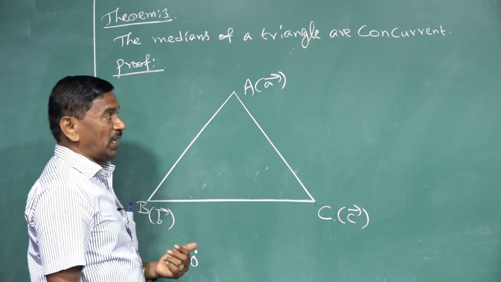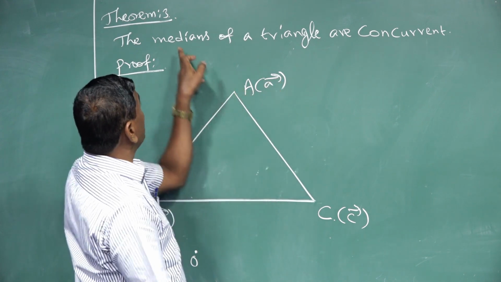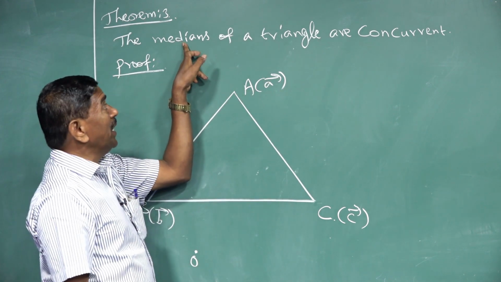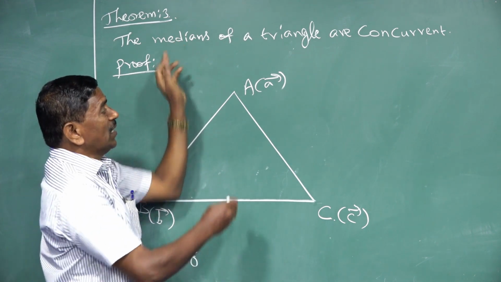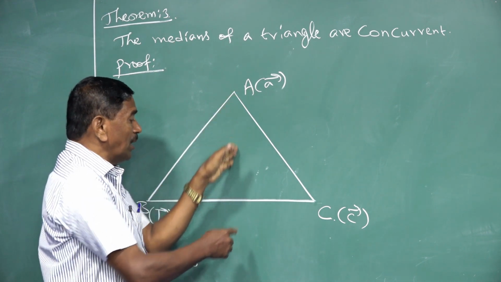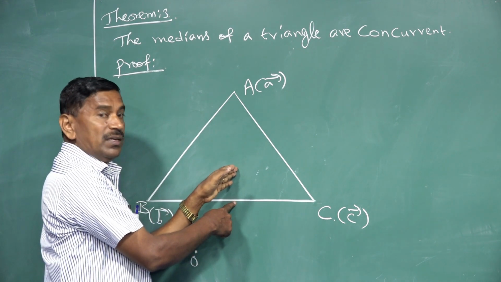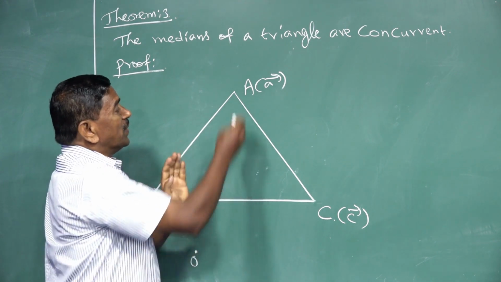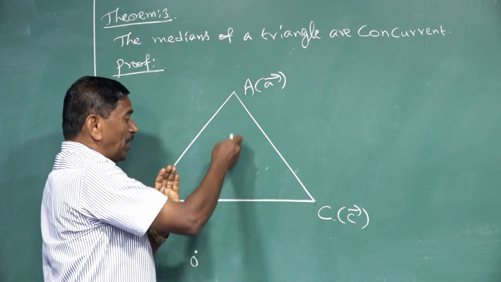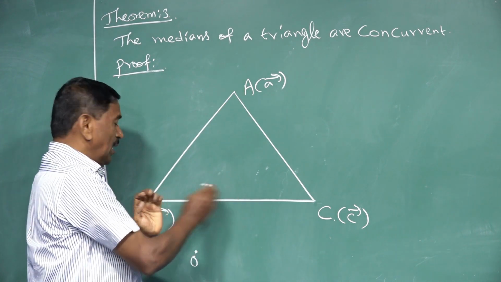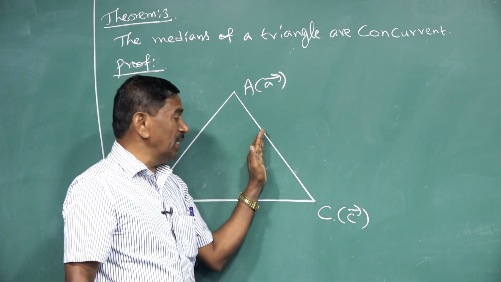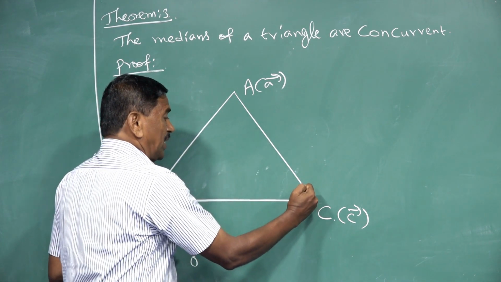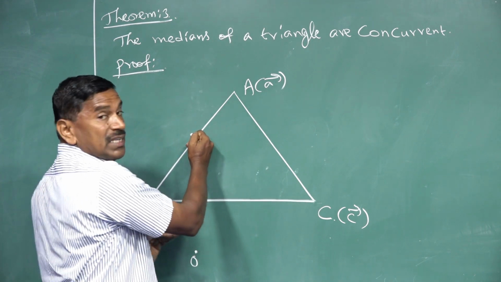Okay. Next, come to the next keyword, medians. What is meant by median? Yes, the line joining the vertex and the midpoint of the opposite side is called a median. Similarly, the line joining the vertex and the midpoint of the opposite side is called a median.